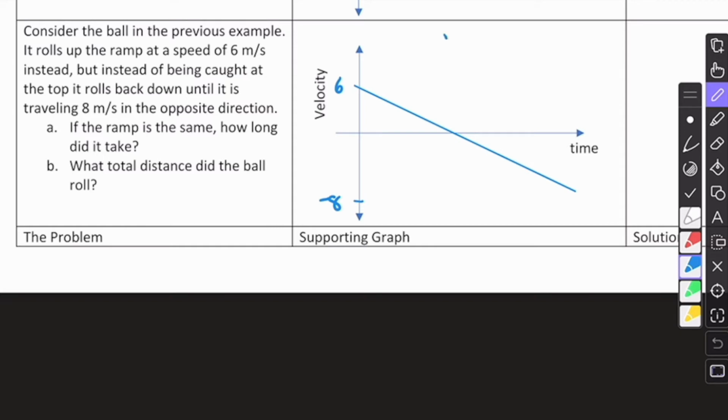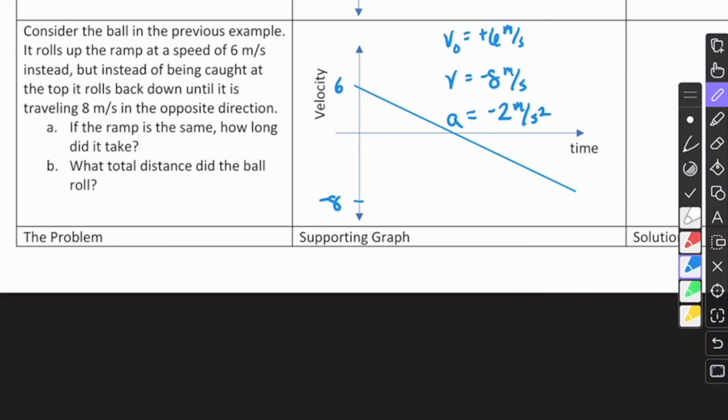But that also suggests our initial velocity is positive 6 meters per second. Our final velocity, -8 meters per second. And we know it's the same ramp, so our acceleration is -2 meters per second squared, but we don't have the time interval this time. We have other information, but we don't have the time interval. Now, you have the slope, so I'm pretty confident that you could iterate your way to figure out the time.